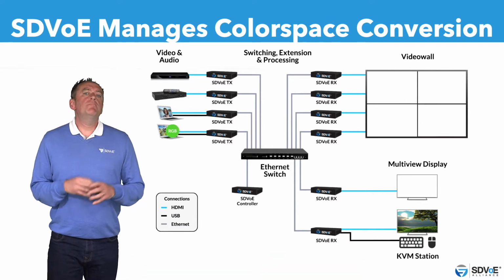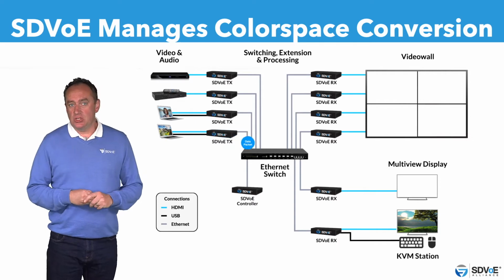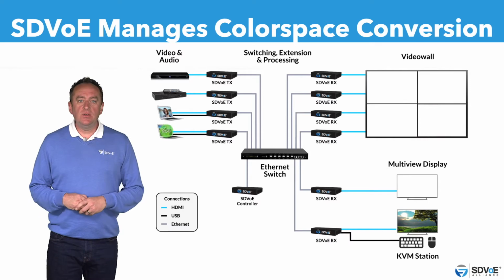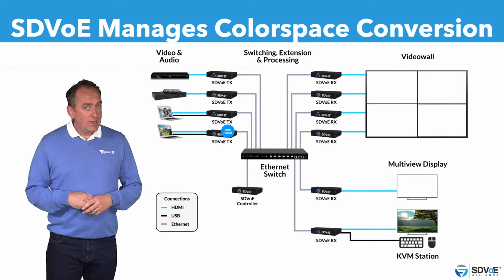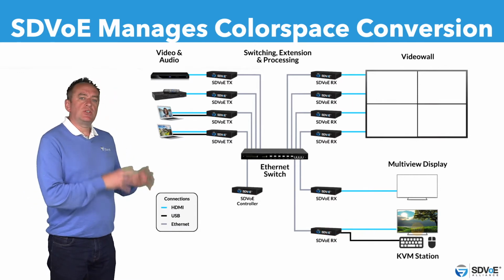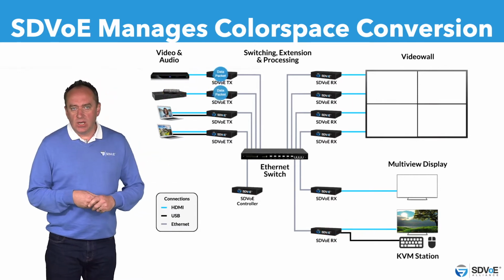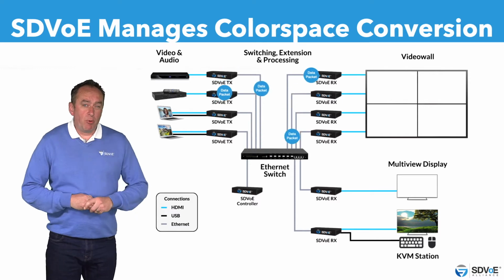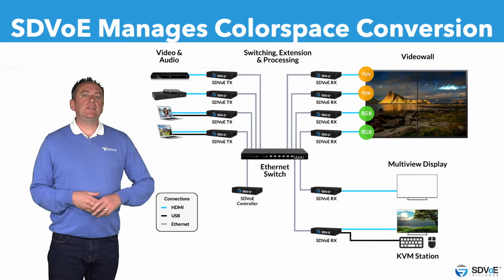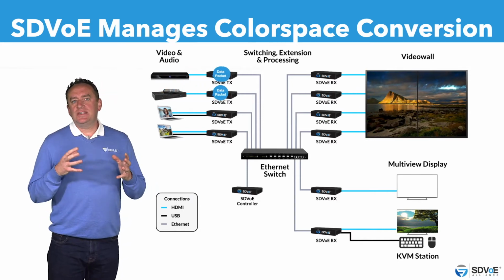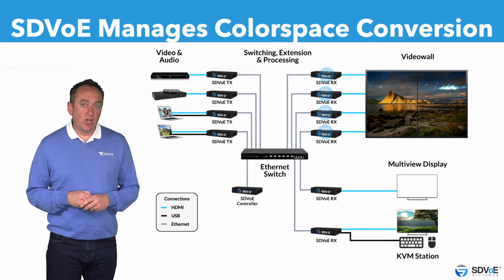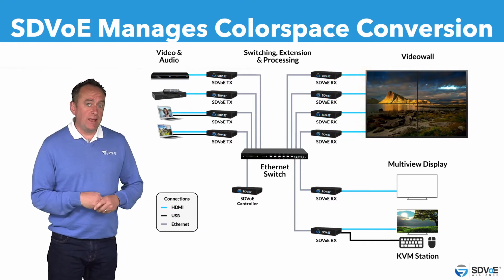In an environment where multiple sources and displays are used, you might encounter a mix of RGB and YUV signals, plus a mix of display capabilities. SDVoE endpoints can cross-convert between these colour spaces to ensure that a proper signal is delivered to each display. Think of this the same way you think about using scaling to ensure the original image will look good on each size and format of the display you use.